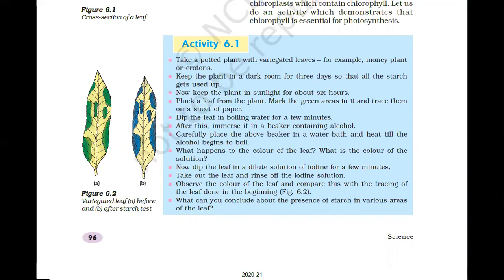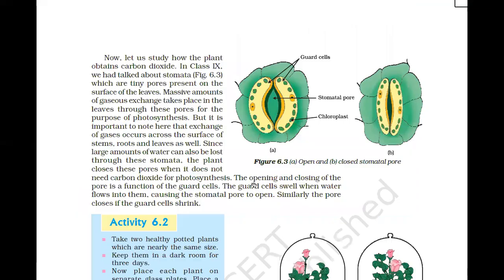Observe the color of the leaf and compare this with the tracing of the leaf done in the beginning. What can you conclude about the presence of starch in various areas of the leaf? Now let us study how the plant obtains carbon dioxide.